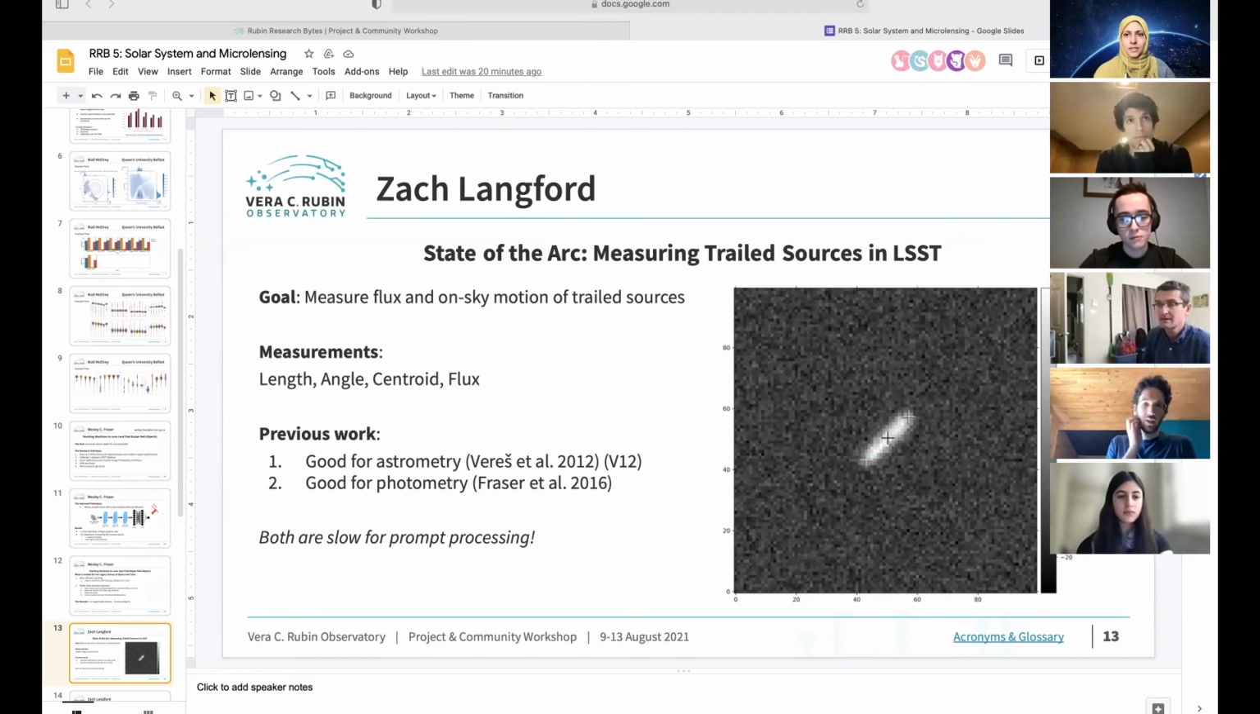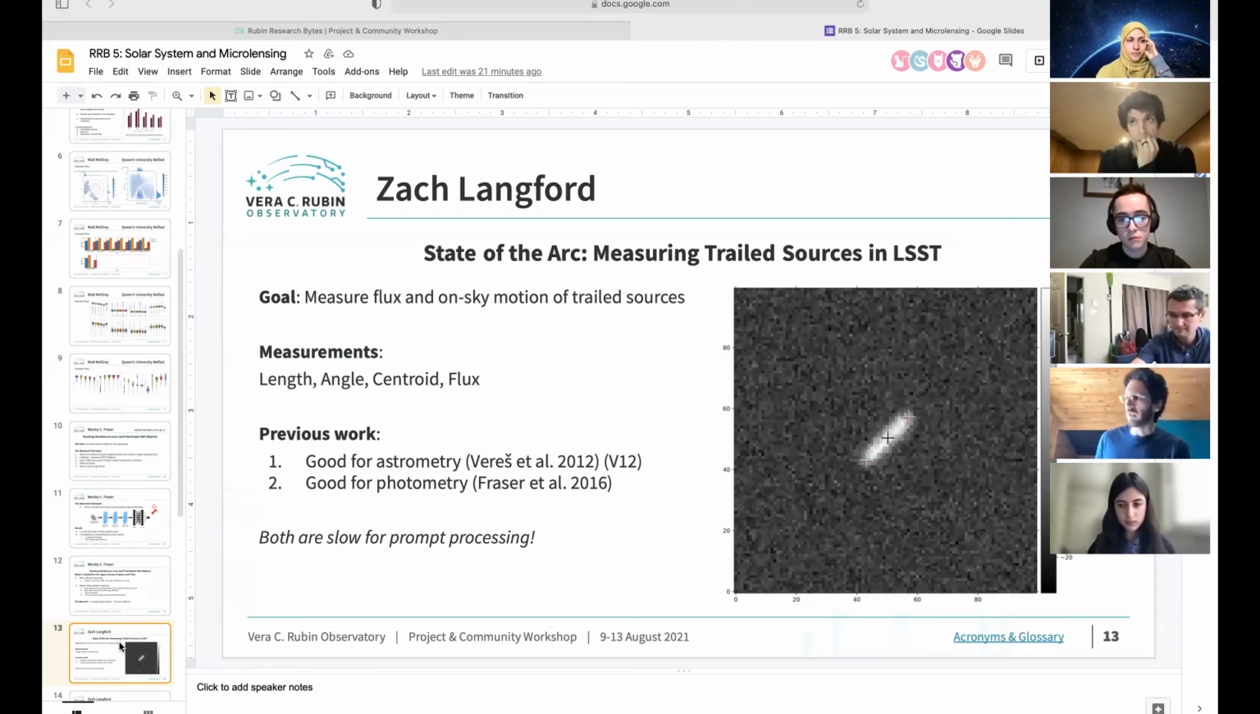Yeah, so kind of going off of Wesley's talk, I'm measuring things that are moving a little bit faster that make trails in images. So we're interested in measuring the flux and the on-sky motion of trailed objects. And in particular, the way that we parameterize this is with length, angle, centroid, and flux.